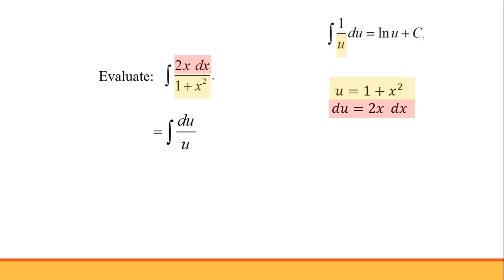Now don't be fooled by this. The integral that you're looking at right now, du over u, is exactly the same as the integral of 1 over u du. So that means we can integrate, and the integral will be the natural log of u plus c. Now we'll back substitute. U is equivalent to 1 plus x squared. So when we substitute back in, we have the natural log of 1 plus x squared plus c.